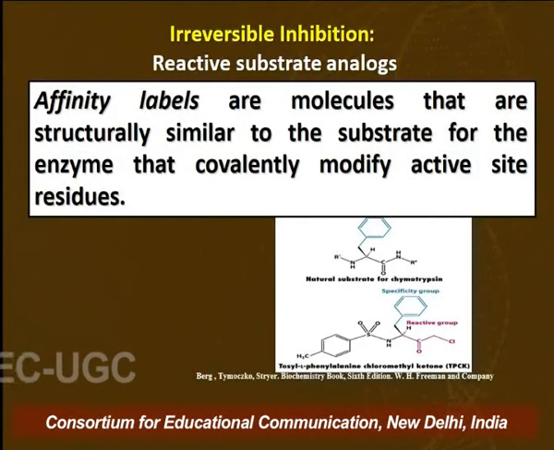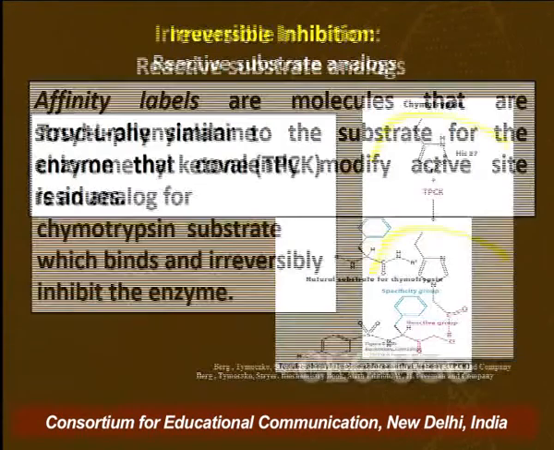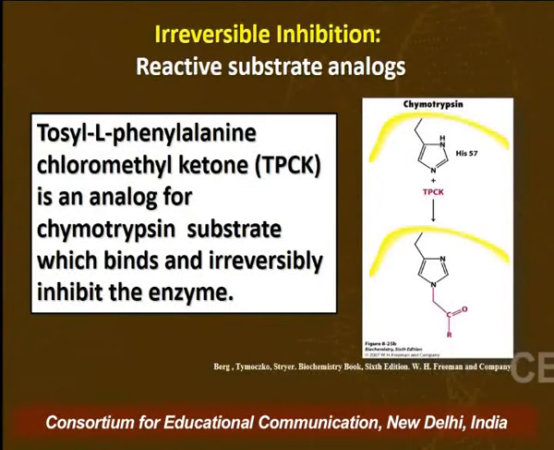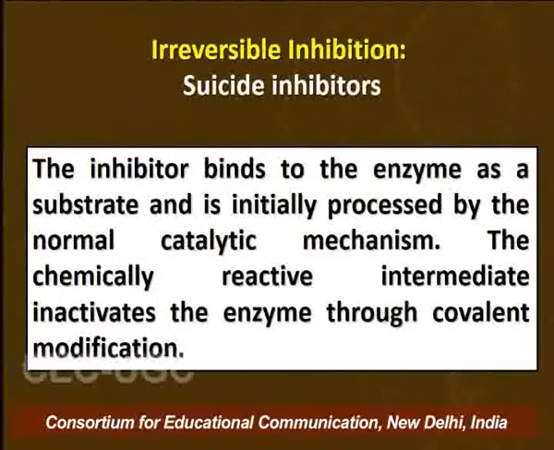Over here the affinity labels are there. These are basically molecules that are structurally similar to the substrate, but they modify the enzyme active site by binding with the help of covalent bonds. So they are referred to as the reactive substrate analogues. If we see the example shown over here, which is TPCK, we can see that TPCK binds to the chymotrypsin enzyme. It binds to that particular enzyme active site, thereby the substrate cannot bind, and it irreversibly inhibits the reaction of that enzyme.